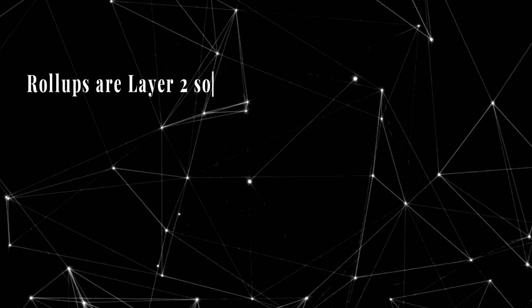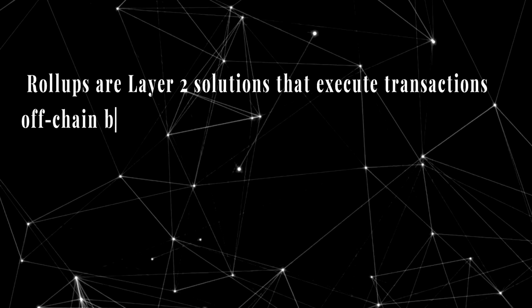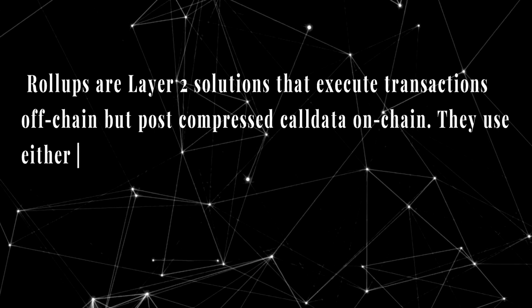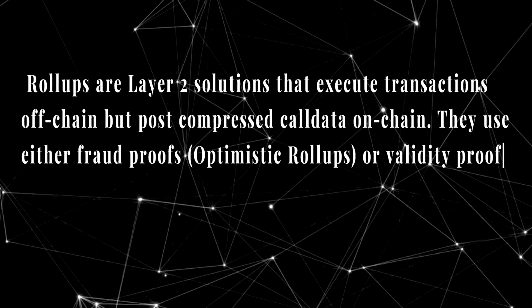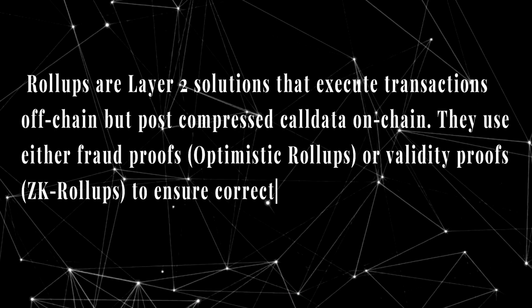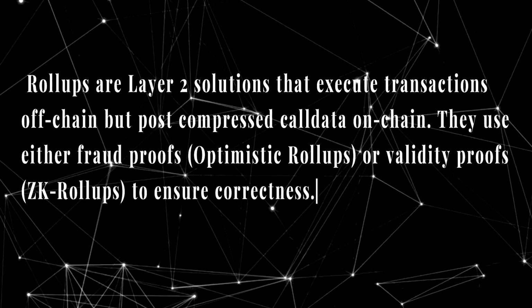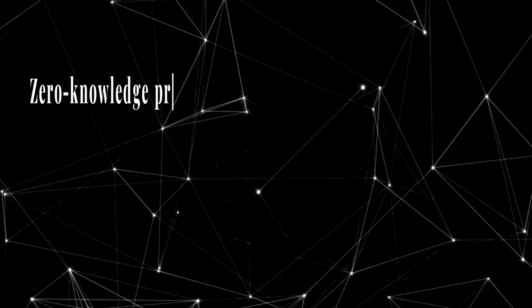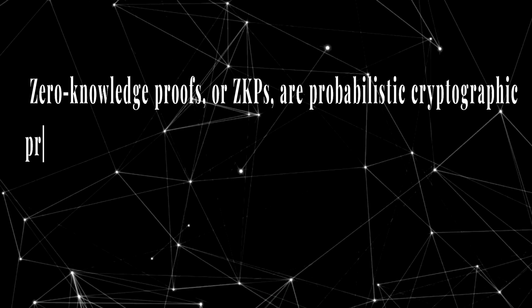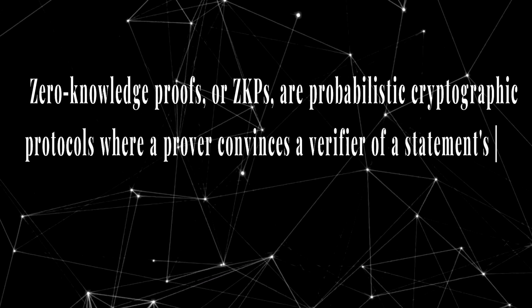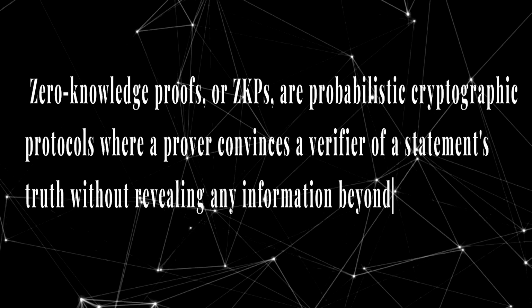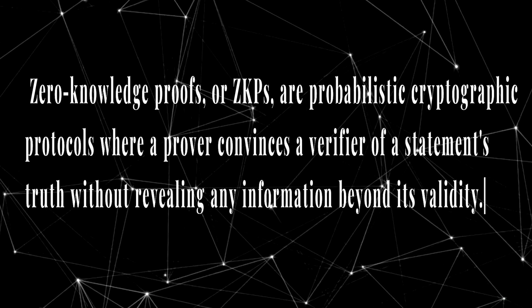First one is rollups, and second one is zero knowledge proofs. Rollups are layer 2 solutions that execute transactions off-chain but host compressed data on-chain. They oftentimes use either fraud proofs, like optimistic rollups, or validity proofs, like zero knowledge rollups, to ensure correctness. On the other hand, zero knowledge proofs, or ZKPs, are probabilistic cryptographic protocols that are going to convince a verifier of a statement's truth without revealing any information beyond its validity.